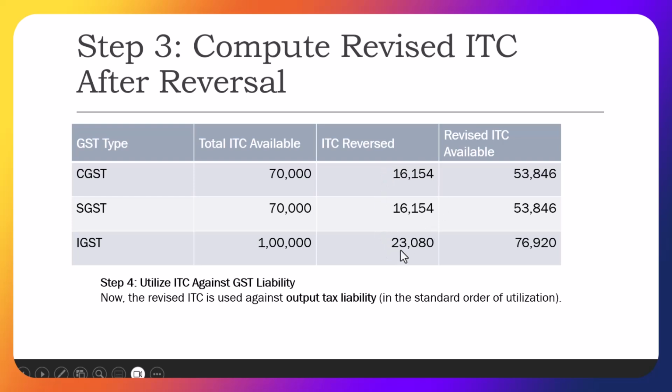For that, the company cannot claim this. So he has to forgo that ITC. He has to take it out of the ITC books that he is going to claim. He will lose the claim of that, so he will be entitled to only this much of claim. Step 4, utilize ITC against the GST liability. Whatever GST he is supposed to pay, he will be paying out of these three.